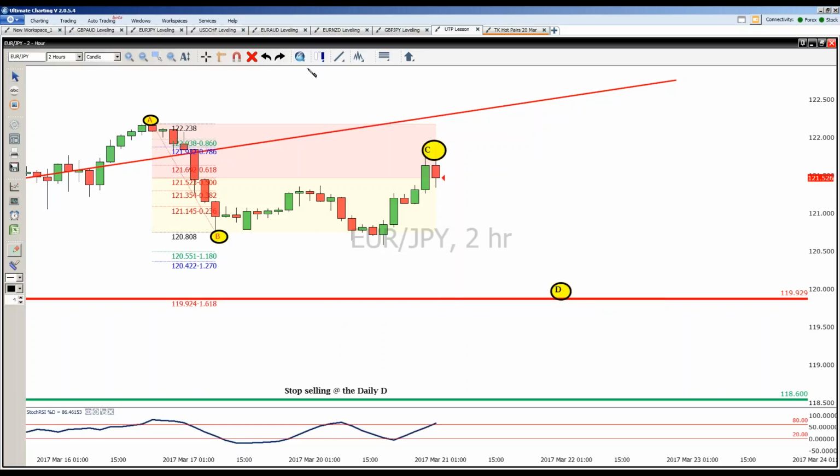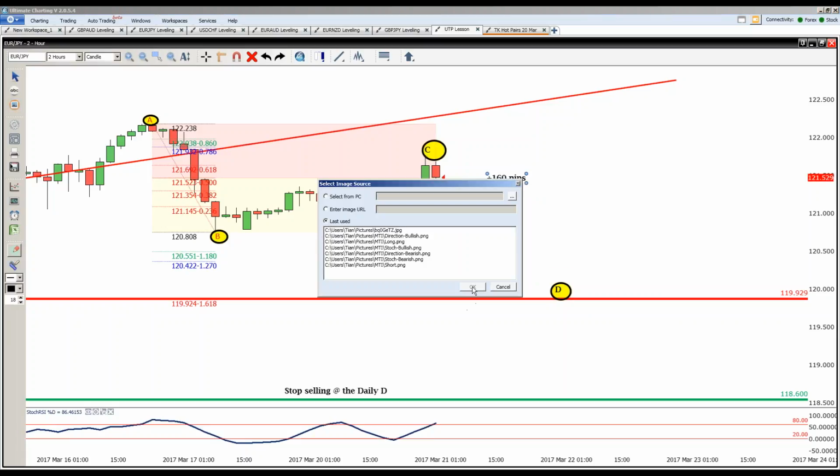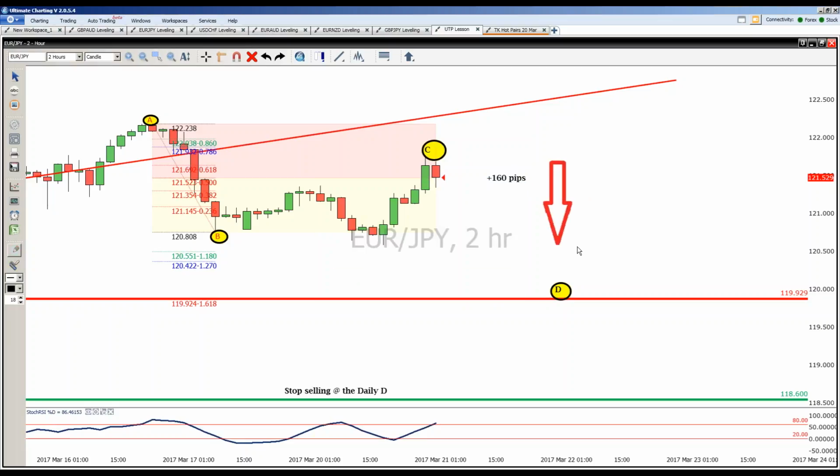And by the looks of it, this will be downside potential for about 160 pips until the market reaches that D extension. Okay, so clearly the market is bearish at this stage, as seen on the daily and confirmed on the 2-hour chart. Now, let's carry on with the manual.